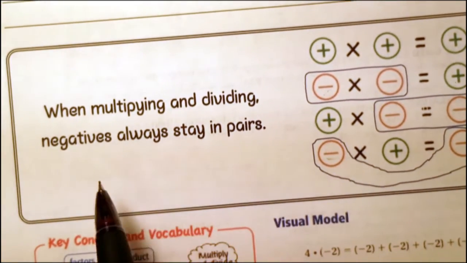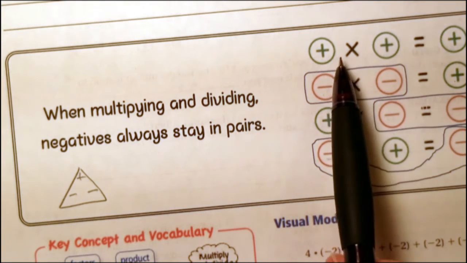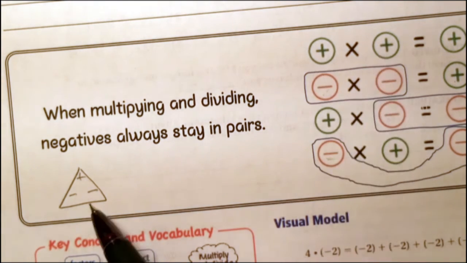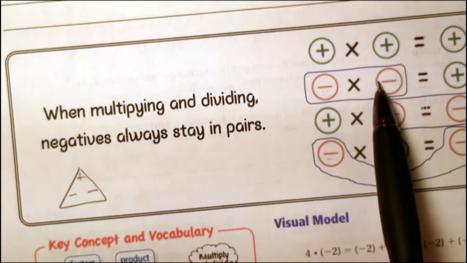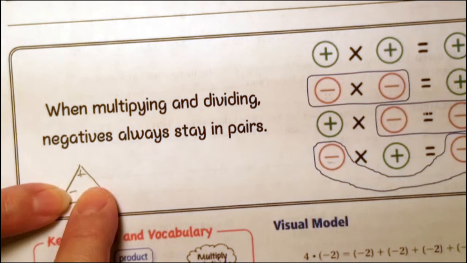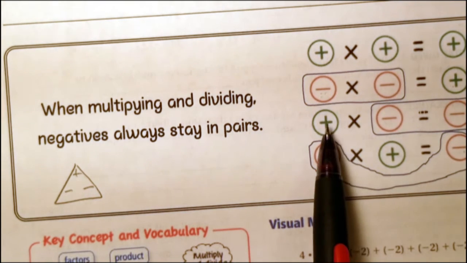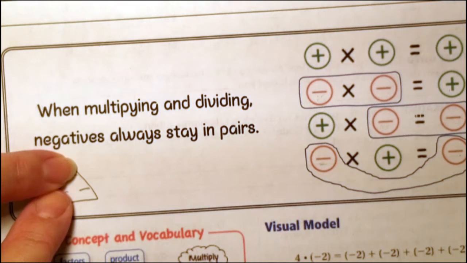So different clues to help us use this, we can use the triangle. So if you've got positive, positive, you don't need the triangle. But if you're dealing with negatives, you've got a negative and a negative, you can cover up the two negatives and you're left with a positive. If you've got a positive and a negative, you cover up a positive and negative and your answer will be negative.